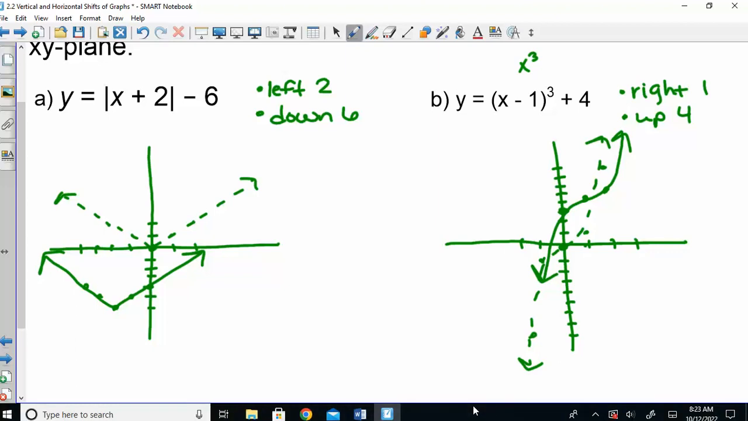What is the domain and range of this one? Negative infinity to positive infinity for both. Domain and range both ends keep going forever, so it hits everything. Okay, I'm going to put a question up here, and I want you to do this one on your own.